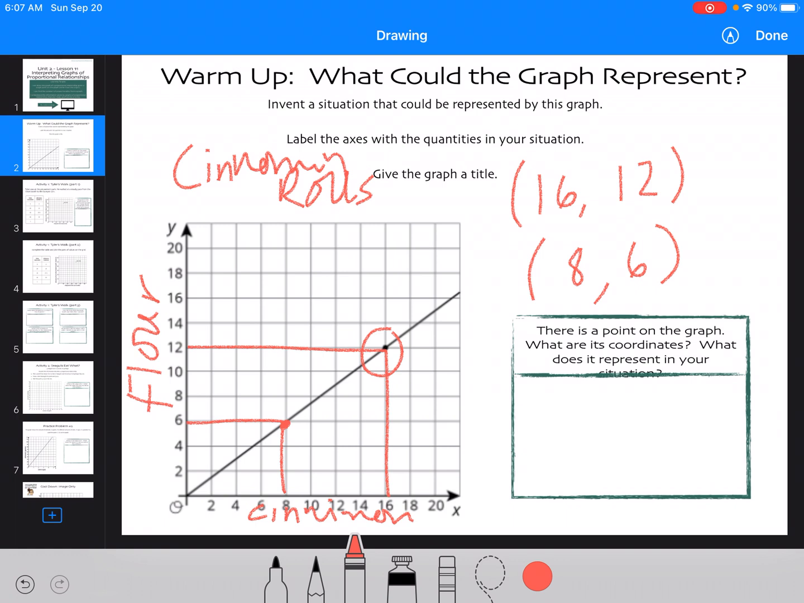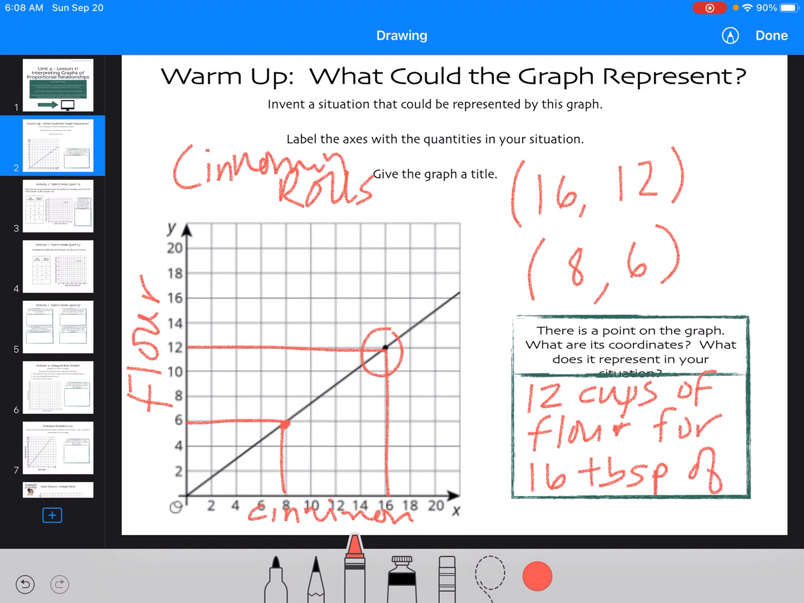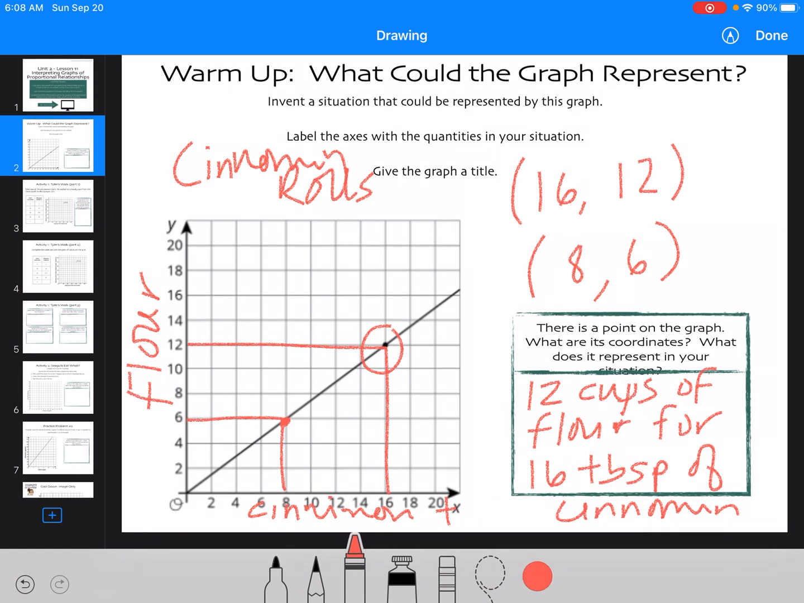So 12 cups of flour for 16 tablespoons of cinnamon. You could have done anything, and I need to label my units of measure.